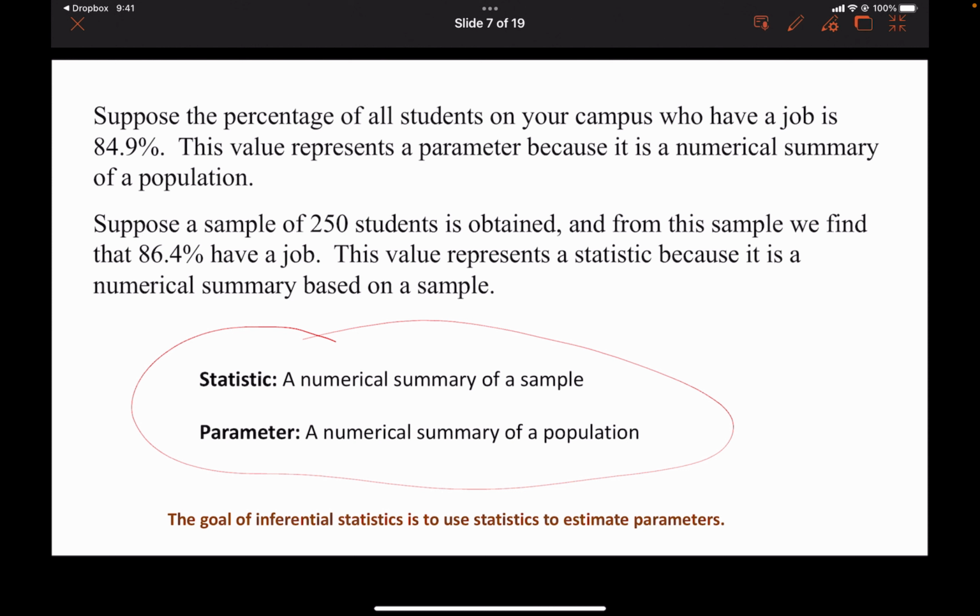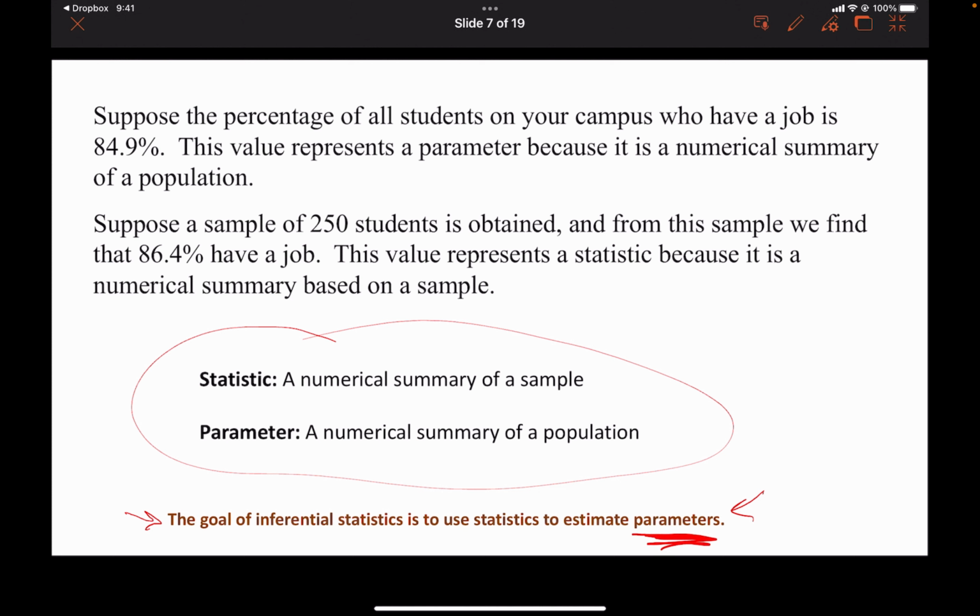Okay, the goal of inferential statistics is to estimate the parameter. So if I don't know the information about the population, I use inferential statistics to estimate the population. So I use it to estimate the parameter.